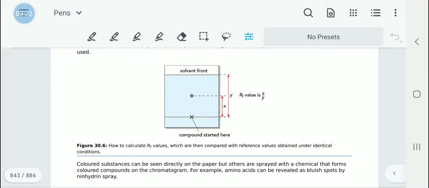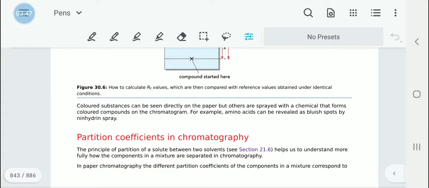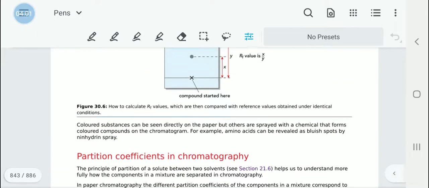Sometimes if the chemical contains a color, then obviously we can see it directly on the paper. But if it is not, we might have to use some chemical that would form color when it comes into close contact with that particular chemical on the chromatogram. For example, amino acids will be shown as bluish spots when ninhydrin spray is sprayed onto that.